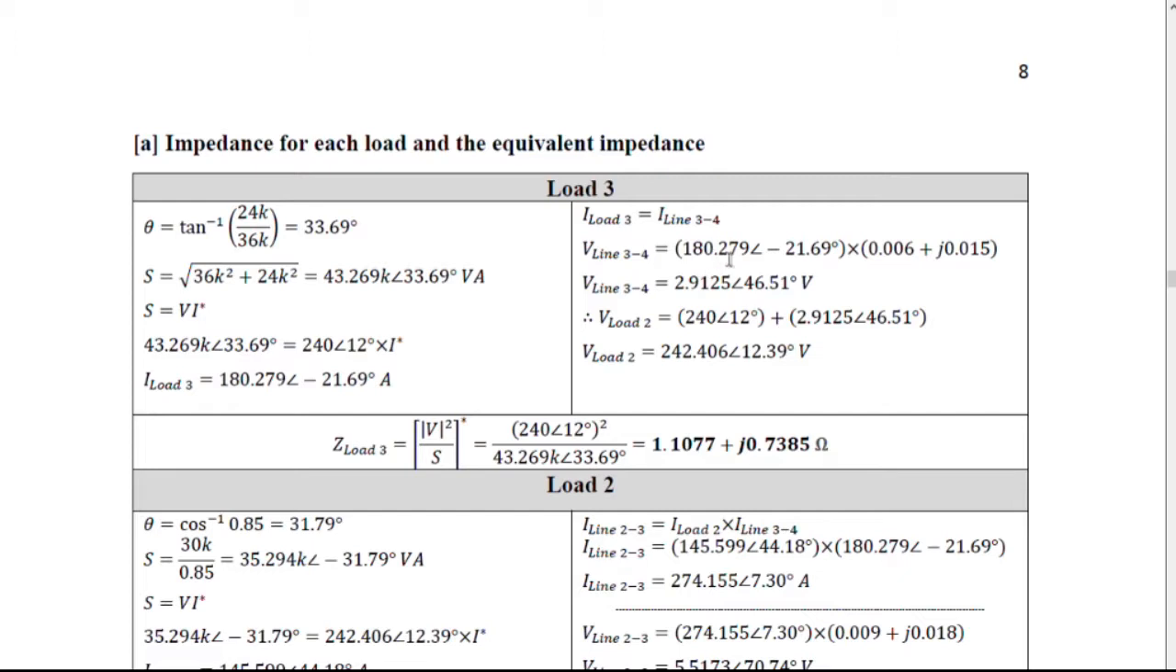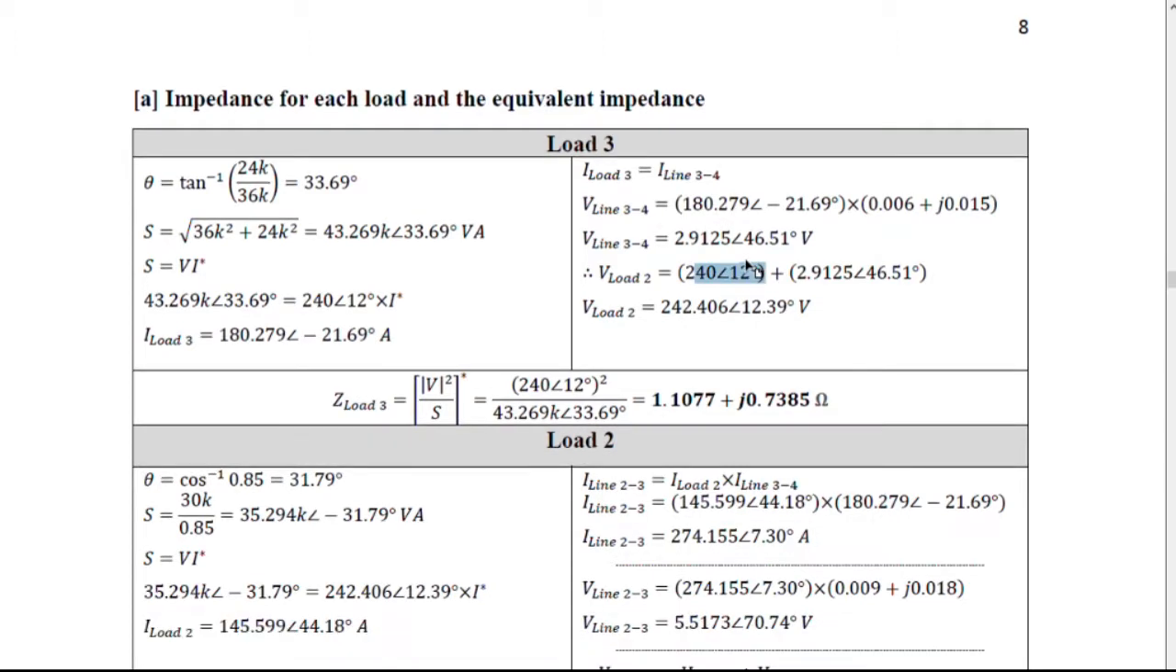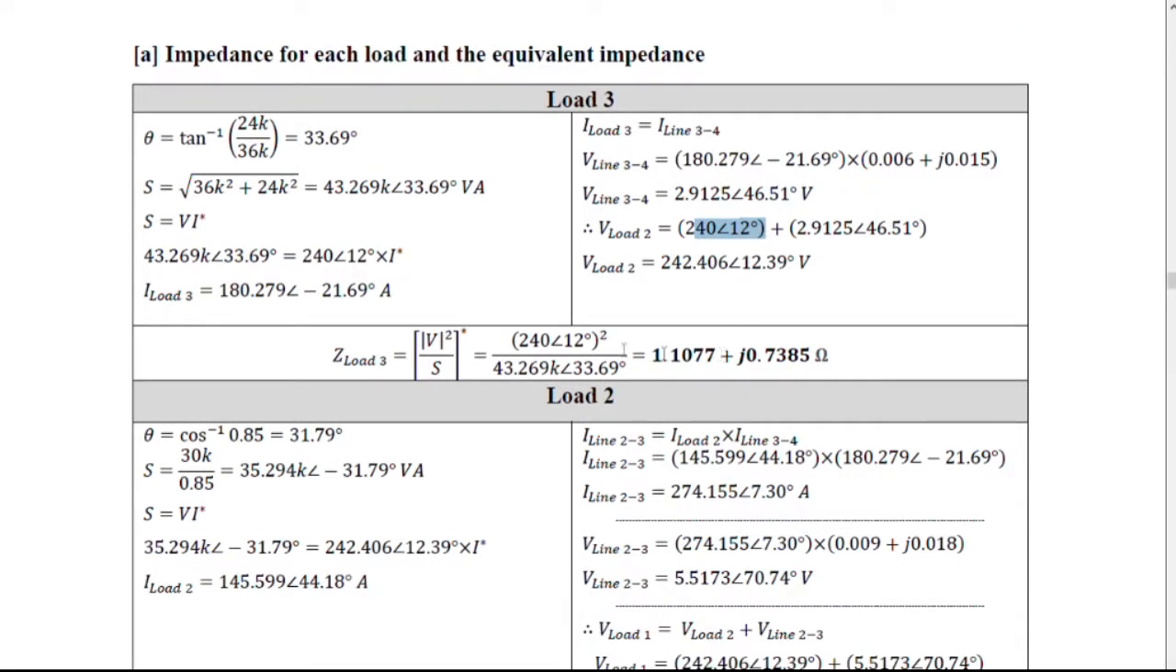To find the Z load for load 3, we simply use the formula S, which is the apparent power, equals the voltage squared divided by Z load conjugate. So by changing the place of each of the parameters, we have Z load 3 equals V squared divided by S apparent power conjugate.